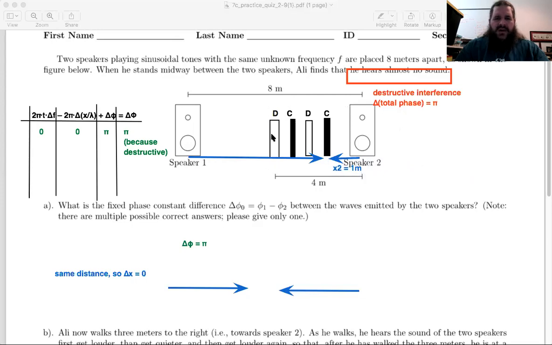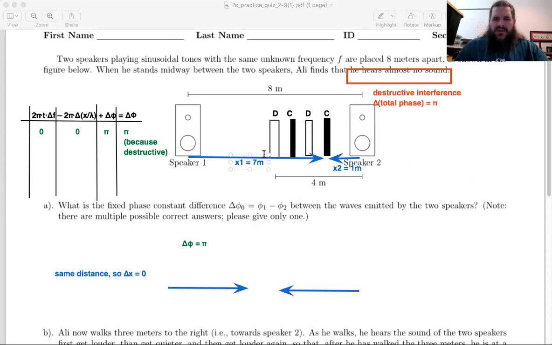Yeah, so this one in the center here is the destructive spot where he started. And then the problem says he starts walking to the right. And as he walks, he hears the sound get louder, so that's constructive, then quieter, so that's destructive, and then louder again, that's constructive at this location. He's walked 3 meters to the right. He's now only 1 meter from speaker 2, and yes, he would then be 7 meters from speaker 1.